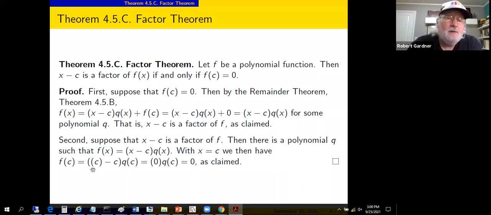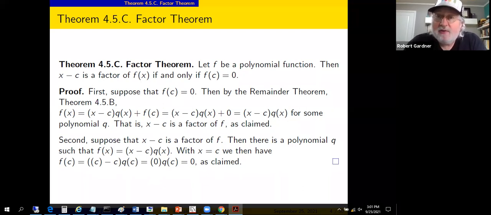of c. Well, c minus c is 0. We get that 0 out yet again. And so in this case, f of c equals 0. So f of c equals 0 if and only if x minus c is a factor of f of x.